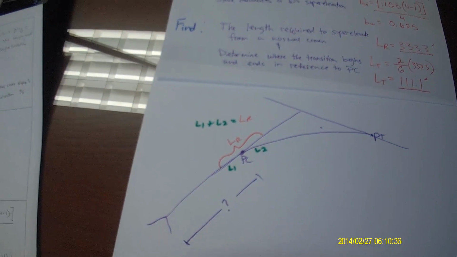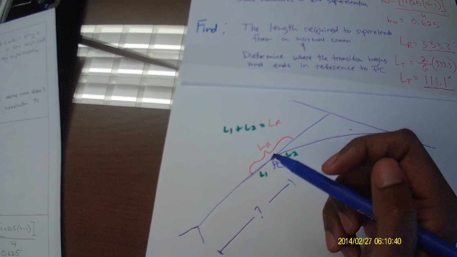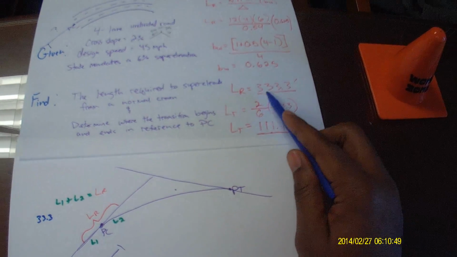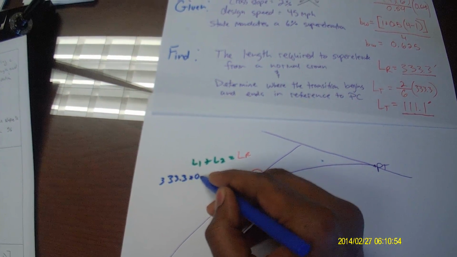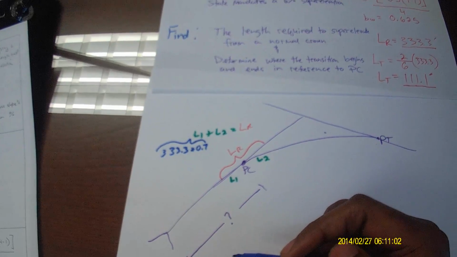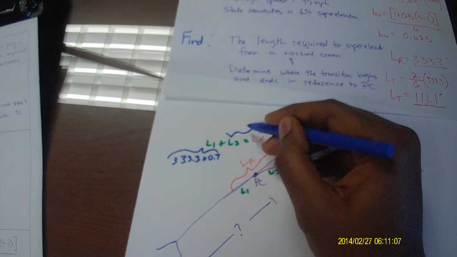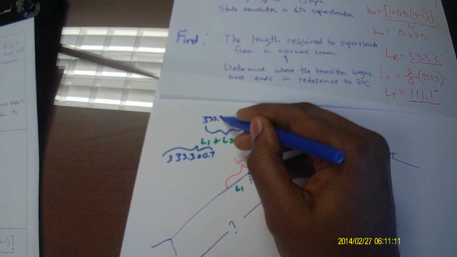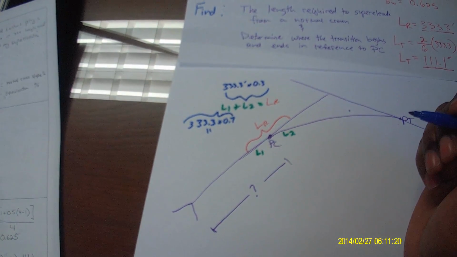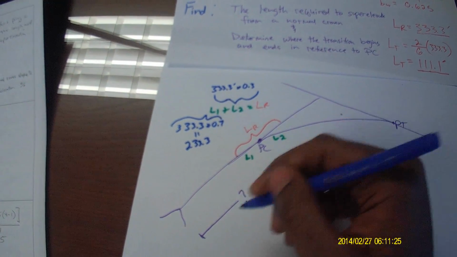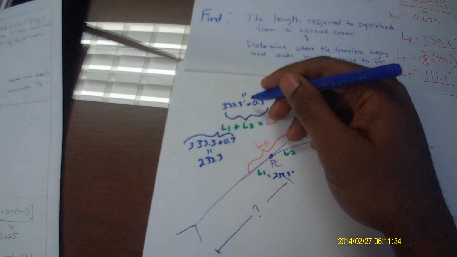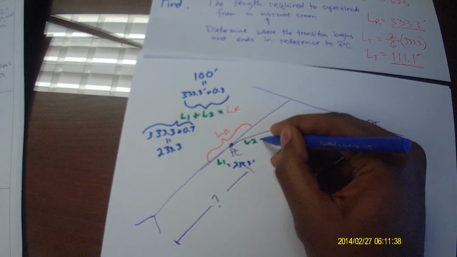And L1, if you remember, I said I was going to use 0.7 here, so L1 is going to be equal to 333.3, which we already figured out, feet, times 0.7, which is what we are going to use when we're determining the distance before PC. And L sub 2 is going to equal 333.3 feet times 0.3. Well, this gives me 233.3 feet, so my L sub 1 is going to be equal to 233.3 feet, and my L sub 2 is basically 100 feet.